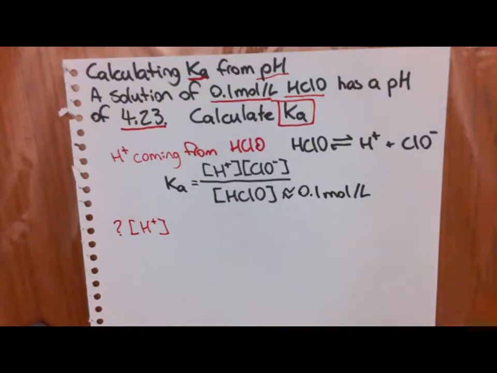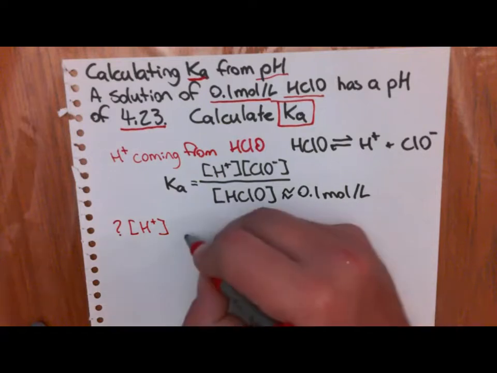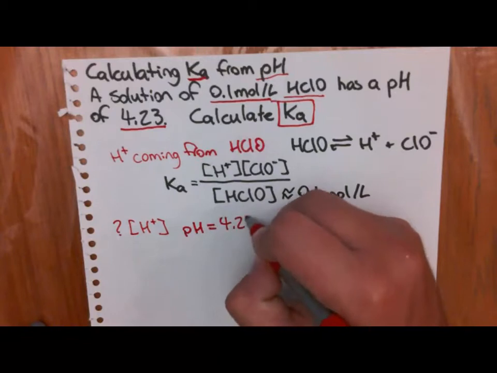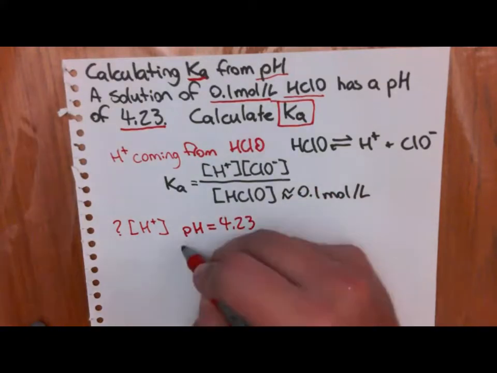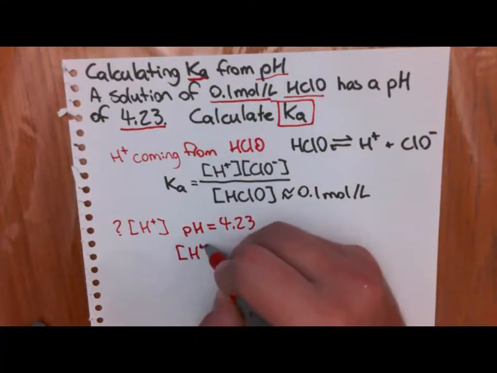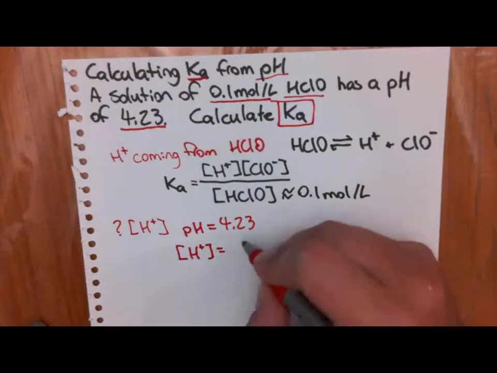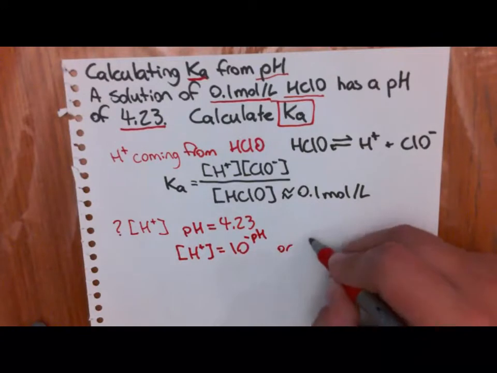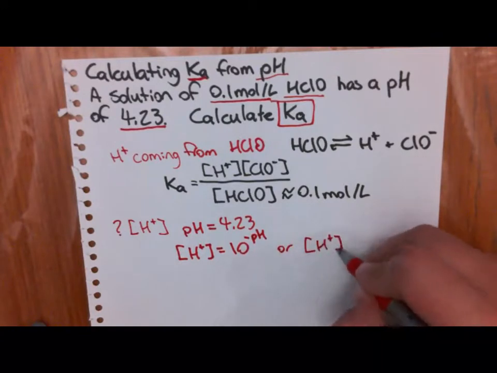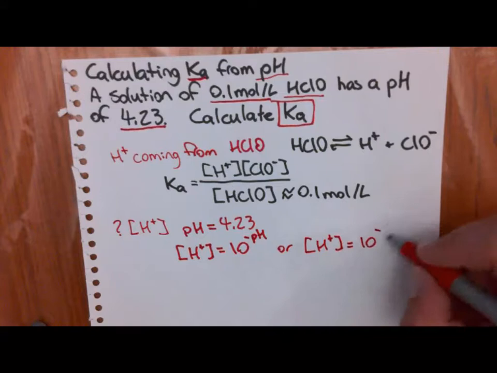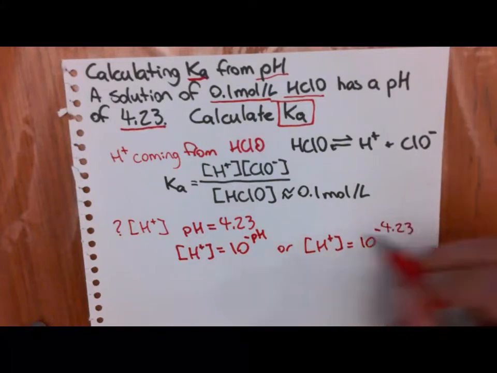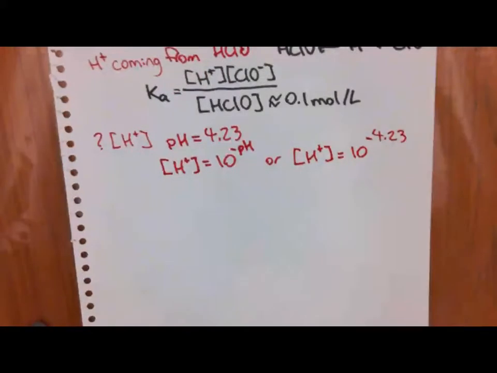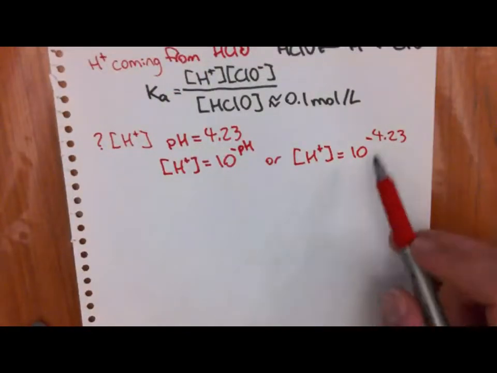And as we know, we've already used this equation before. Our pH is equal to 4.23. And we can determine then that our concentration of H plus ions is going to be equal to 10 to the negative pH, or concentration of H plus equals 10 to the negative power of 4.23, which we just pulled from our pH value. So we're just going to quickly solve this.